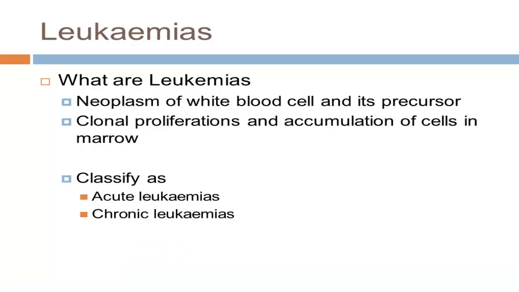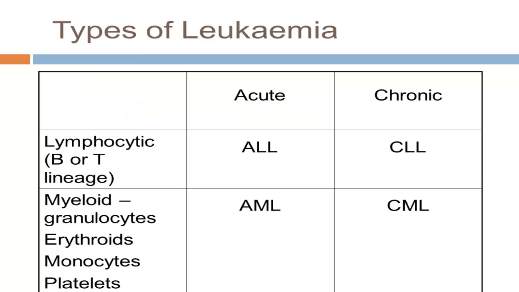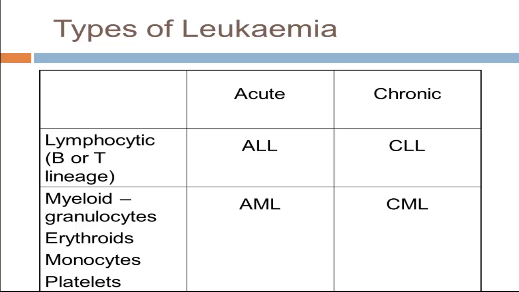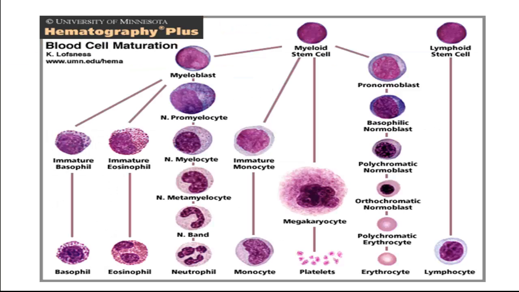What are leukemias? Neoplasm of white blood cells and its precursor, clonal proliferations and accumulation of cells in marrow. They classify as acute leukemias and chronic leukemias. This table here shows the types of leukemias. They are acute and chronic, lymphocytic or myeloid. Lymphocytic like acute lymphocytic leukemia and chronic lymphocytic leukemia. Myeloid is acute myeloid leukemia and chronic myeloid leukemia.